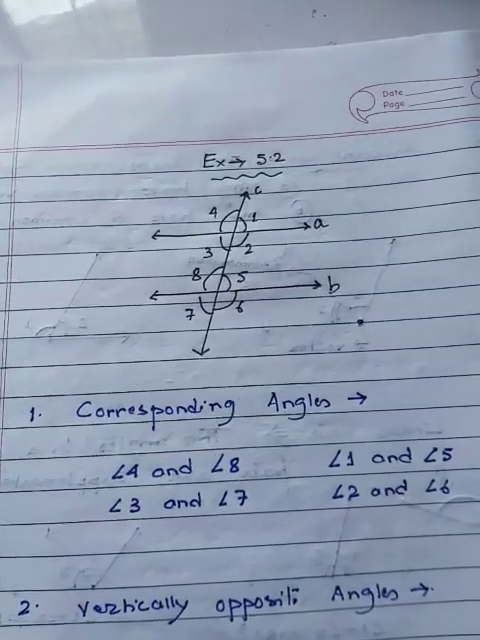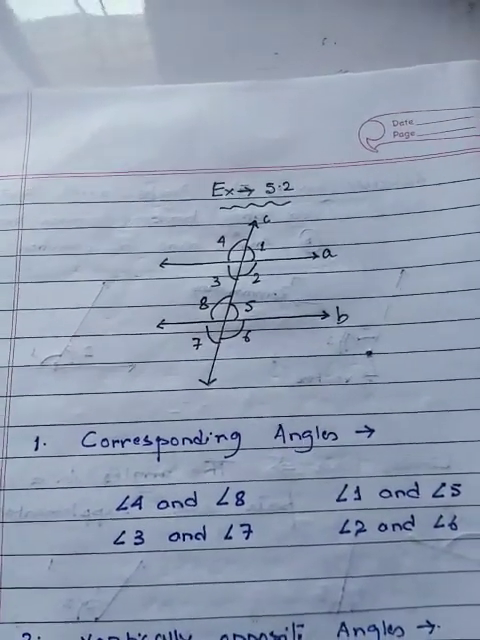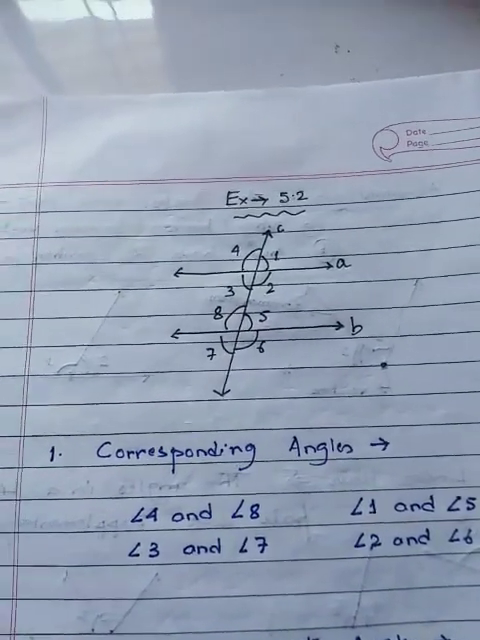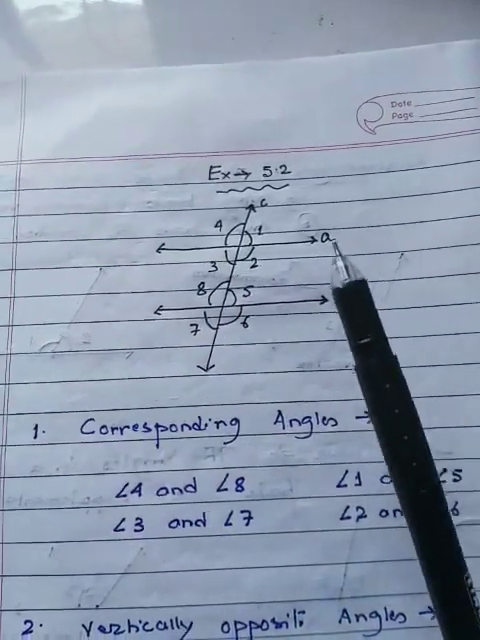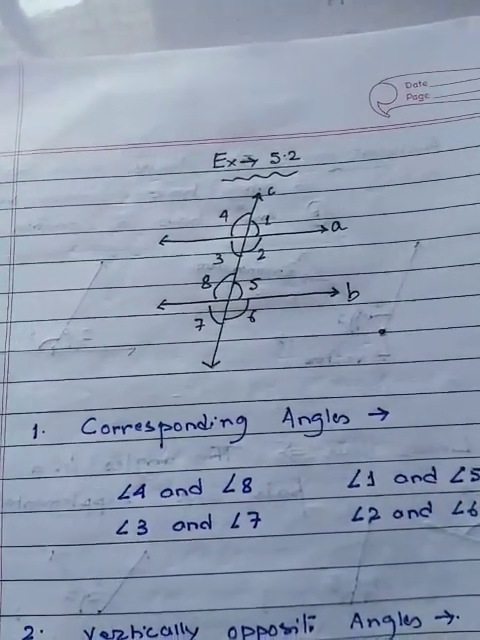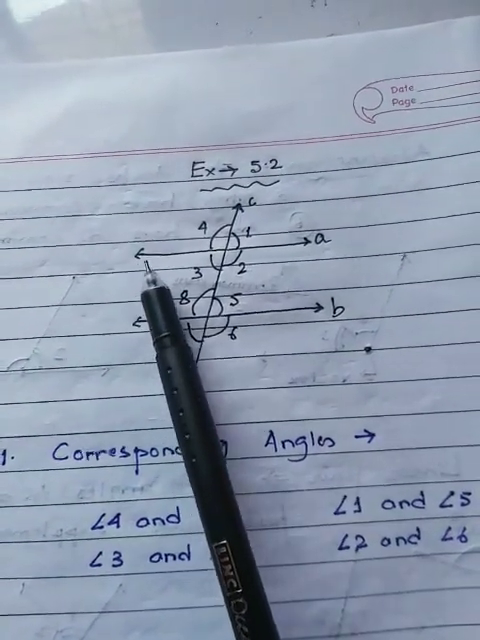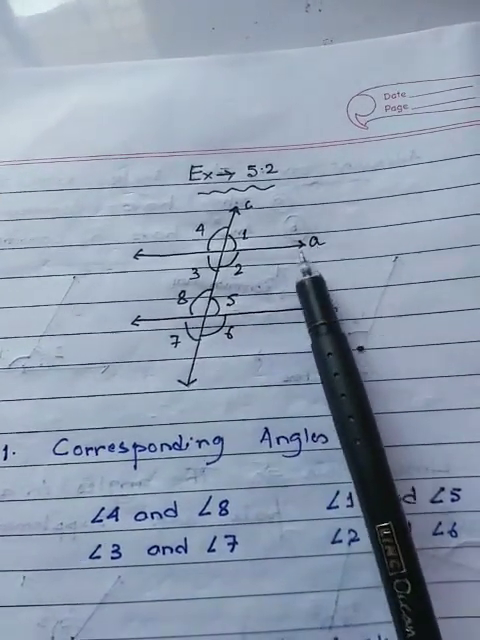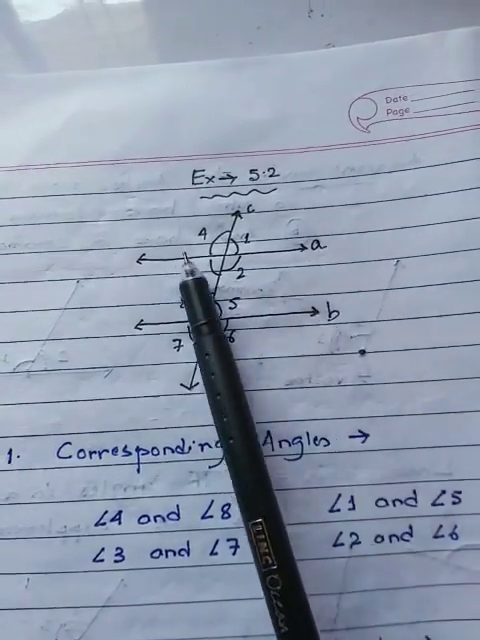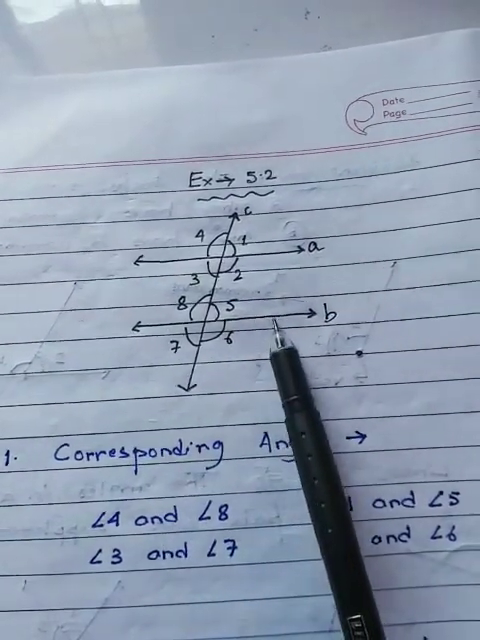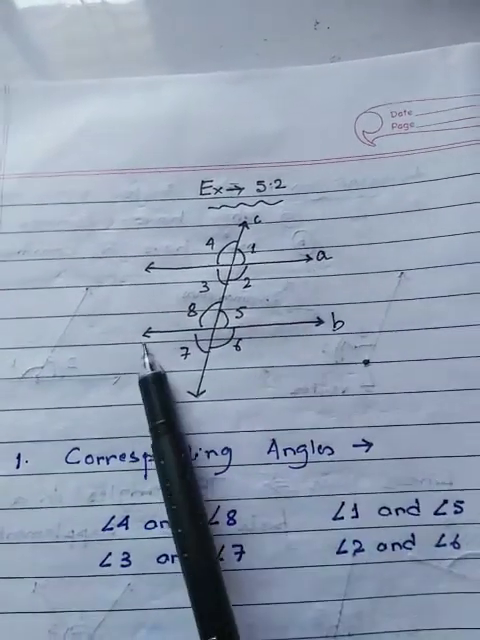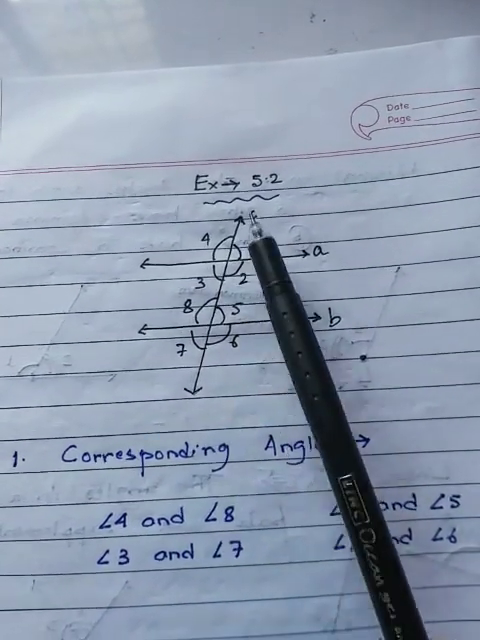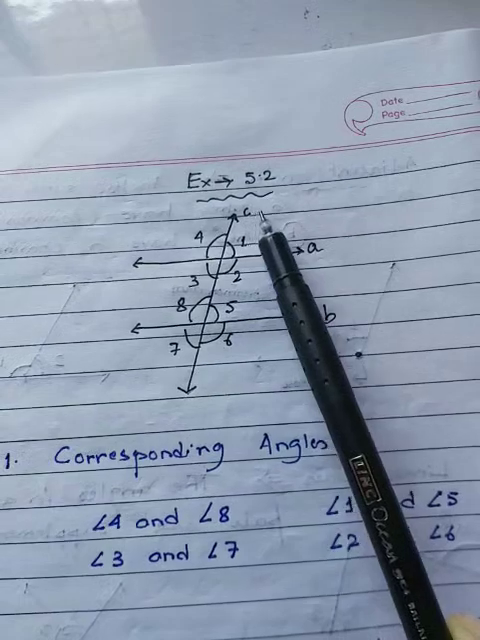Today we'll start exercise 5.2, but before we start exercise 5.2 you all have to know something very important, that is about parallel lines and transversal lines. Now what are parallel lines? In the figure you see these two lines that form parallel lines, that is line A and line B. This line represents A, this line represents B. So these two lines are parallel to each other, and the line which intersects lines A and B is called the transversal line, which I have named C.